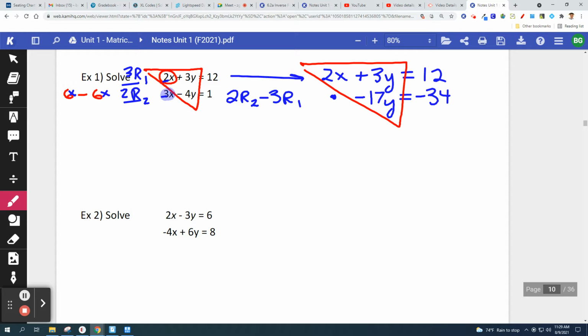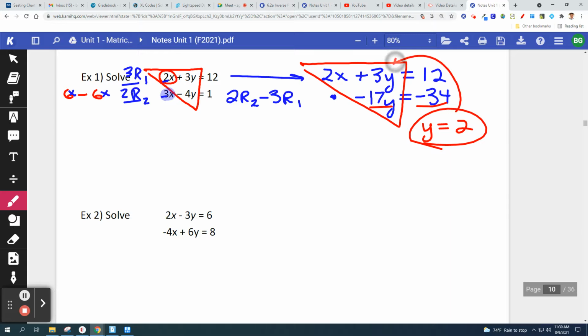Now, it might be fractions. This one isn't, but there's no reason why I couldn't give you a fractional answer. I just didn't here. Divide by -17, and you're going to get y equals 2. Everybody see that? Divide by -17 to solve this equation. You're going to get y equals 2. Question?